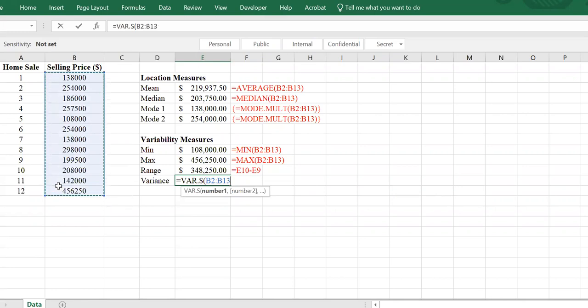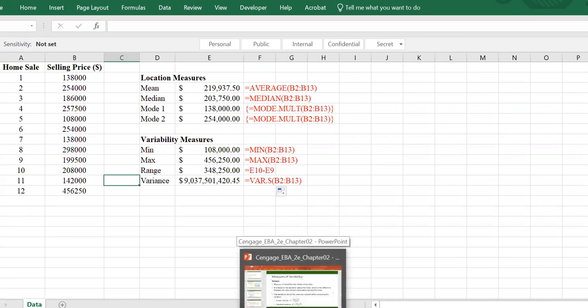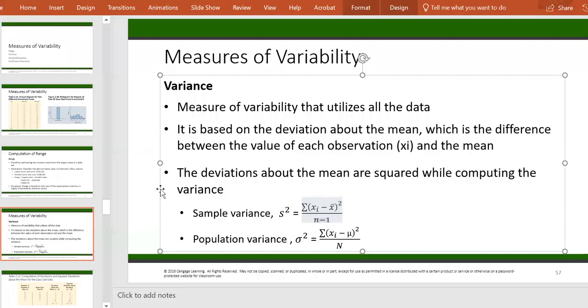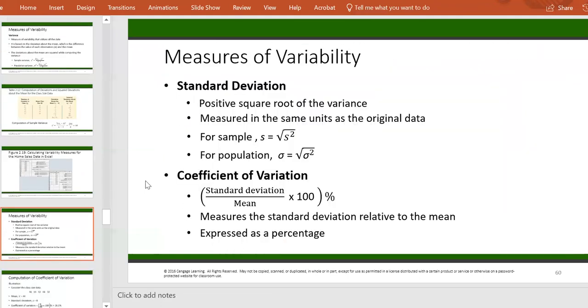And then selecting the data points, that's going to give you the variance here. As you can see, it's a huge number. It gives you the average squared error, right? Squared error from the mean, squared deviation from the mean. It's hard to interpret. It's a large number.